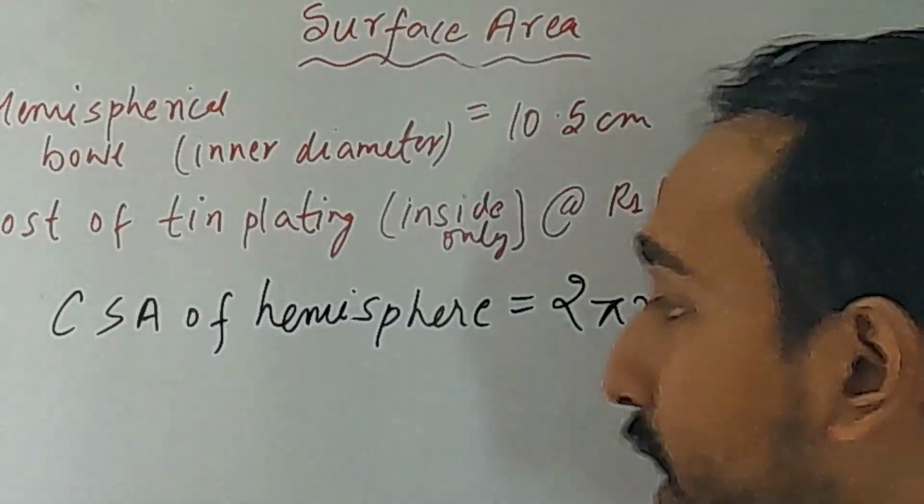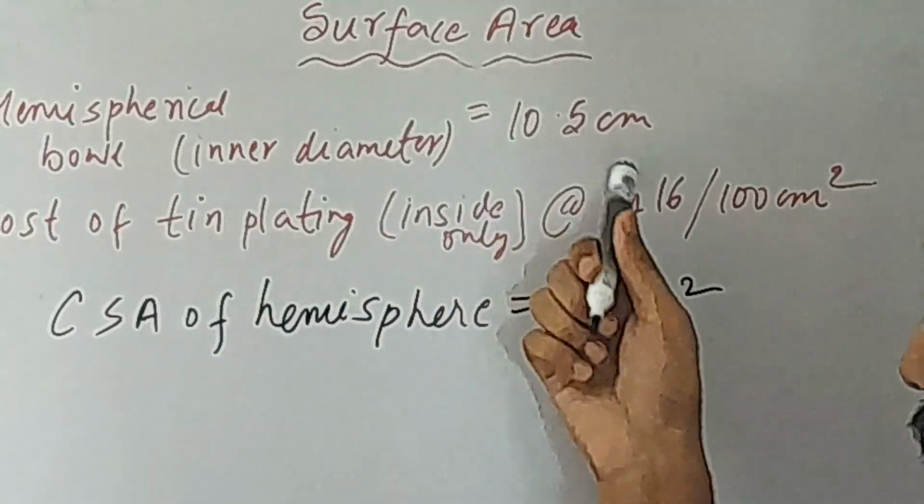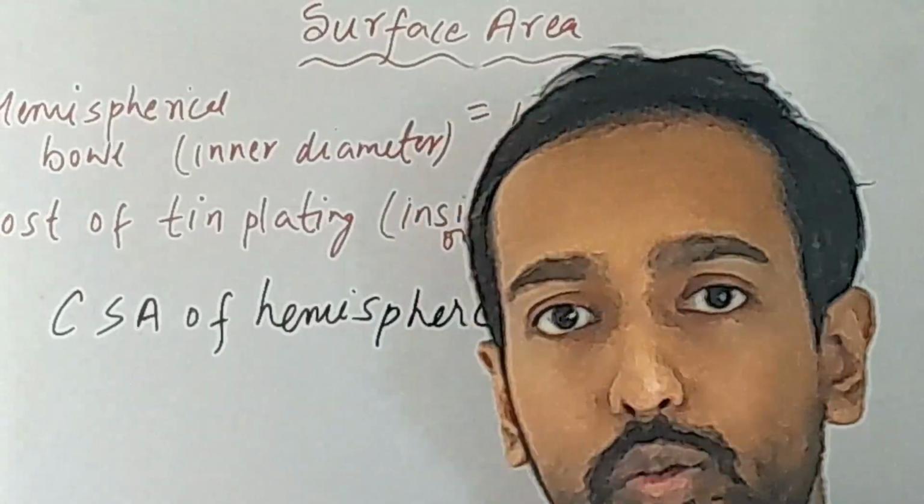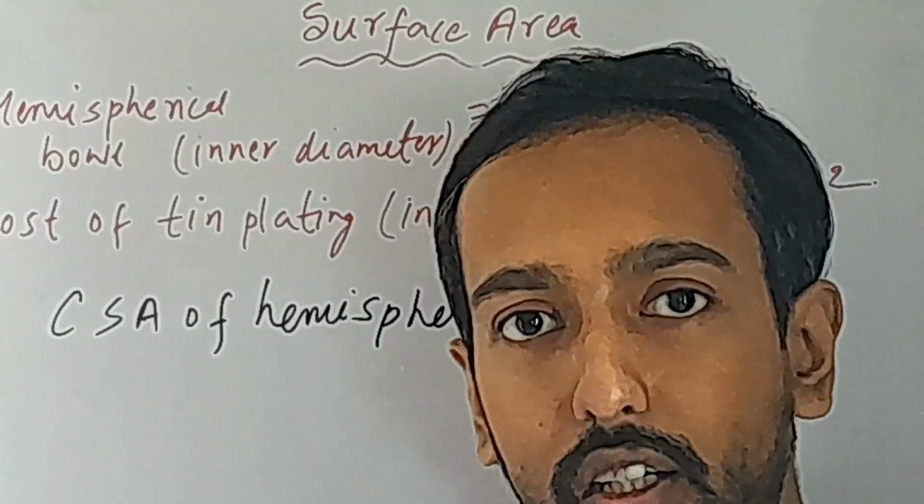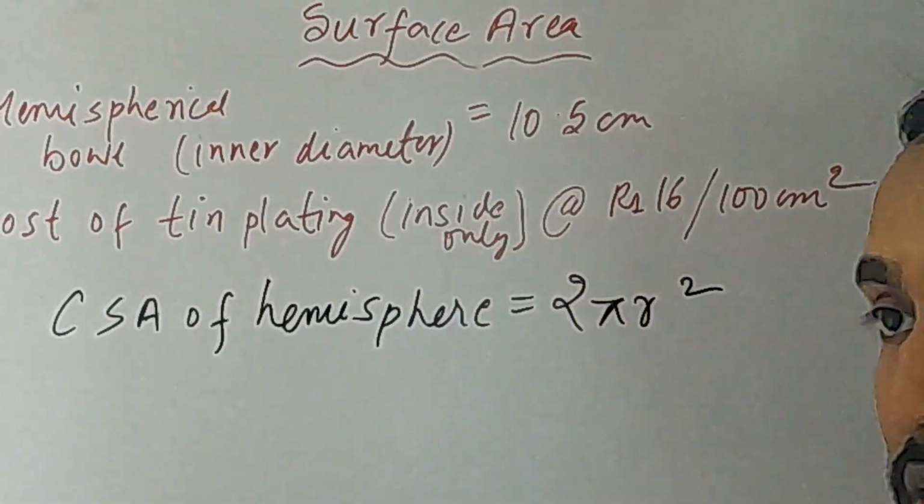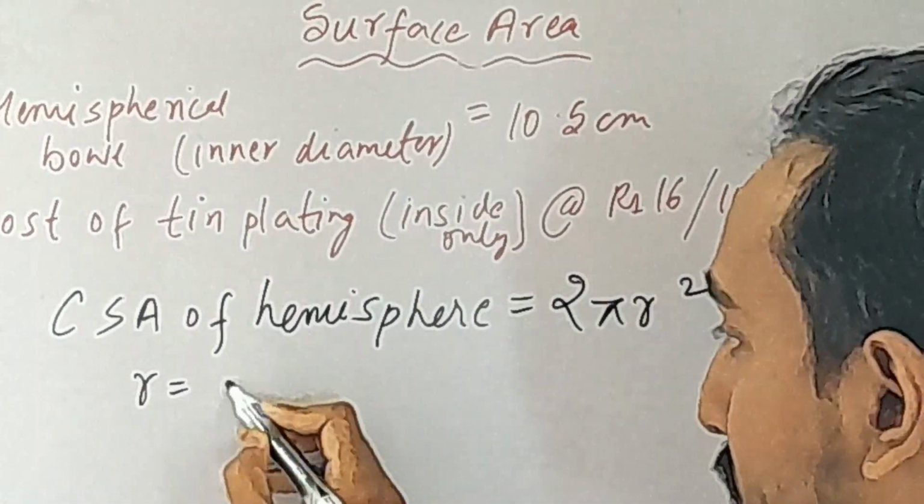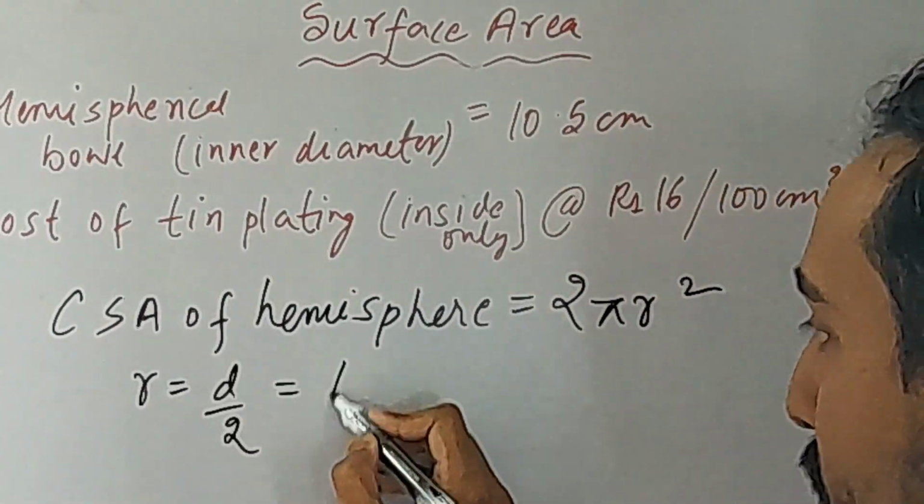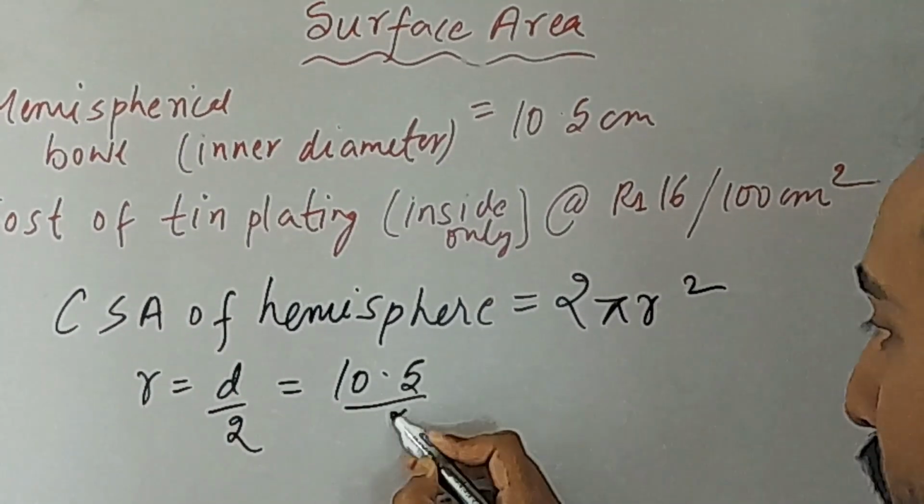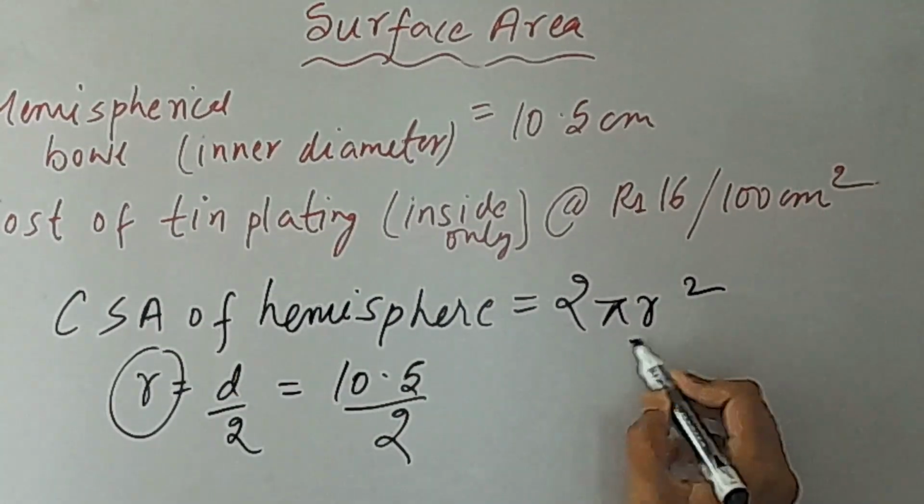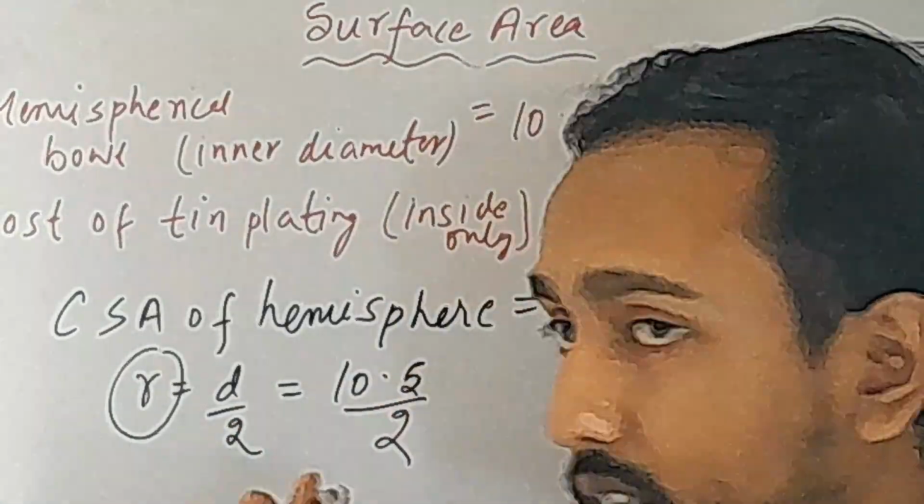Now you see that since the diameter is 10.5 centimeter, the radius will be 10.5 by 2. So we will use the formula r is equal to d by 2, which is 10.5 divided by 2, and we will use this value of r in the formula, and then we will easily find the curved surface area of the hemispherical bowl.